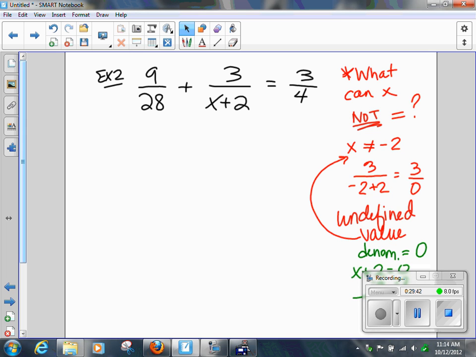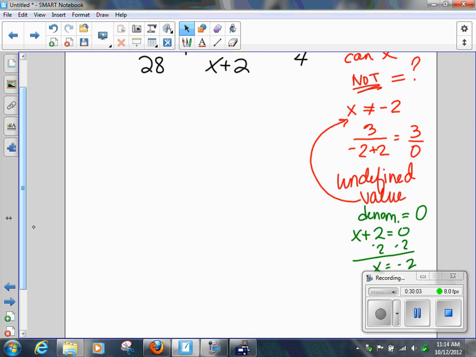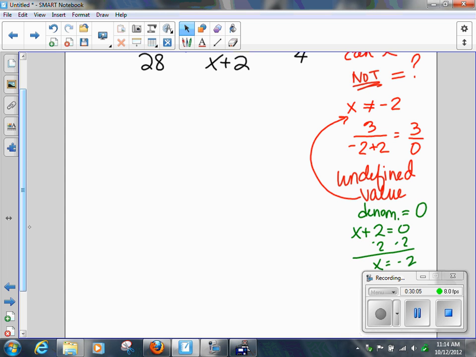Okay, here we go. We've got 28, we've got x plus 2, the binomial, and we've got the number 4. Let's take it in chunks. What would the GCF, the common denominator, be for just the plain old numbers, the constants?